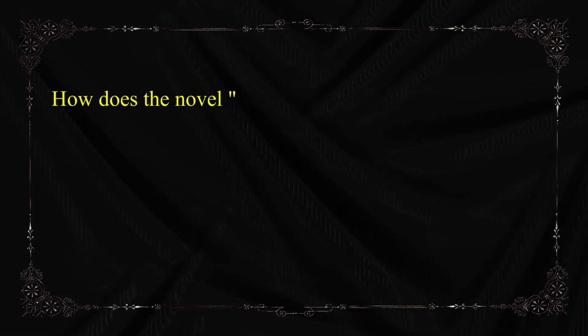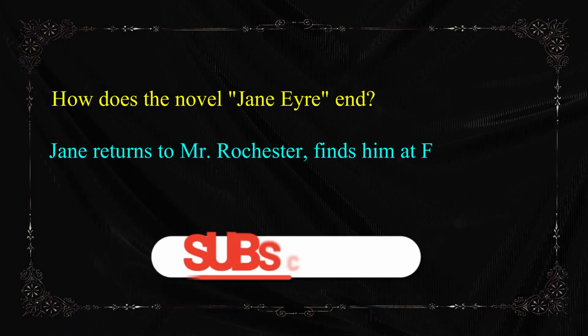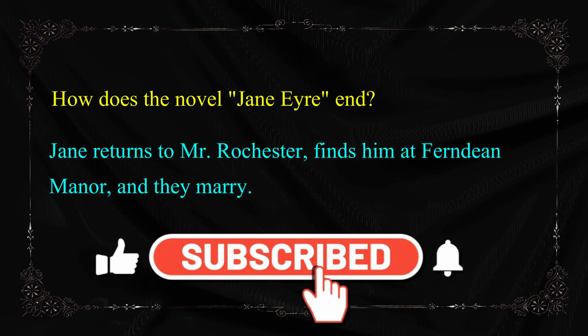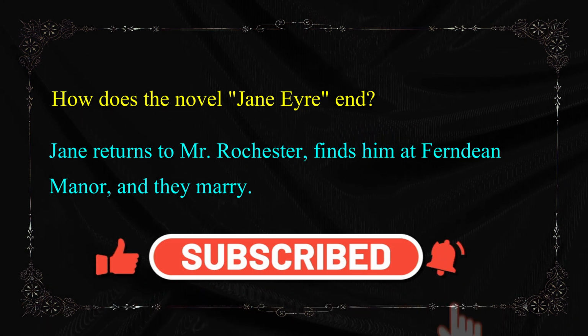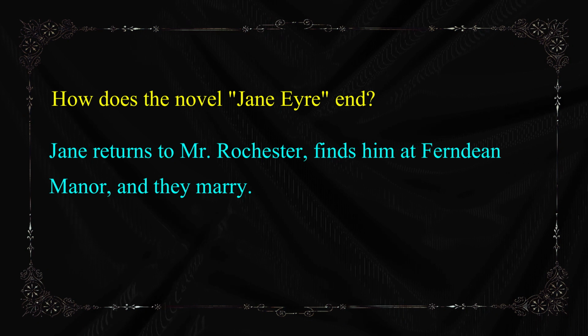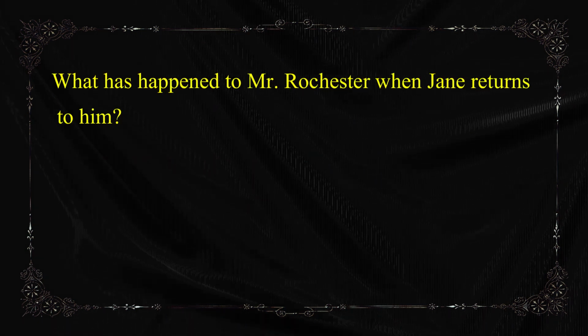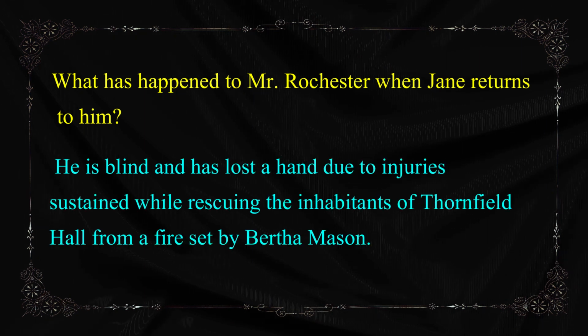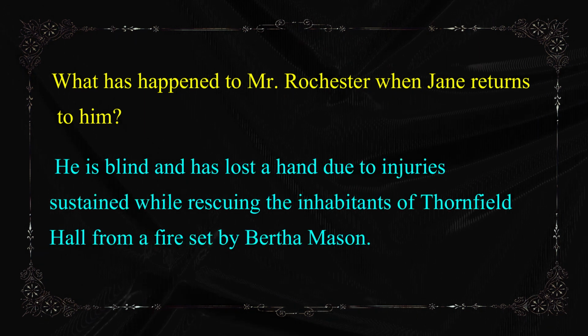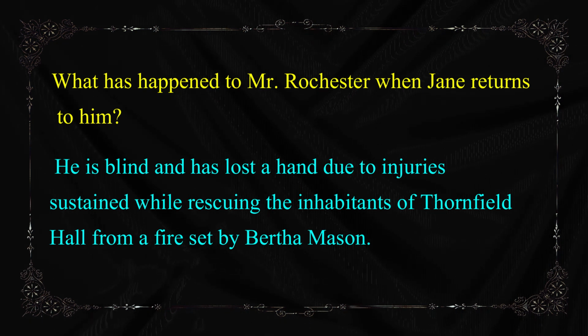How does the novel Jane Eyre end? Jane returns to Mr. Rochester, finds him at Ferndean Manor, and they marry. What has happened to Mr. Rochester when Jane returns to him? He is blind and has lost a hand due to injuries sustained while rescuing the inhabitants of Thornfield Hall from a fire set by Bertha Mason.